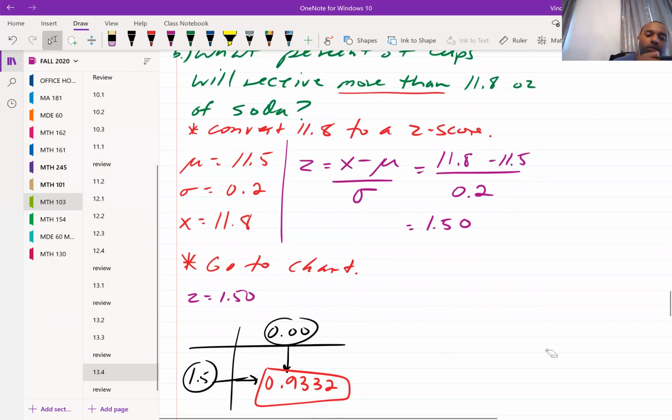All right, go to the chart. It's 1.5 on that left column, zero on the top row. Remember that zero is right here. That gives us 0.9332. That's the value we're getting from the chart.